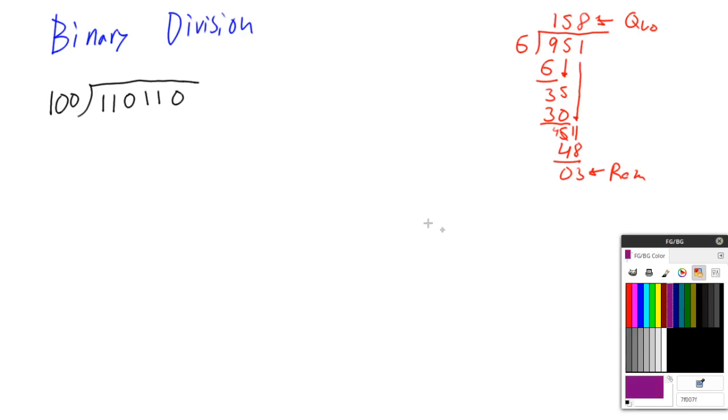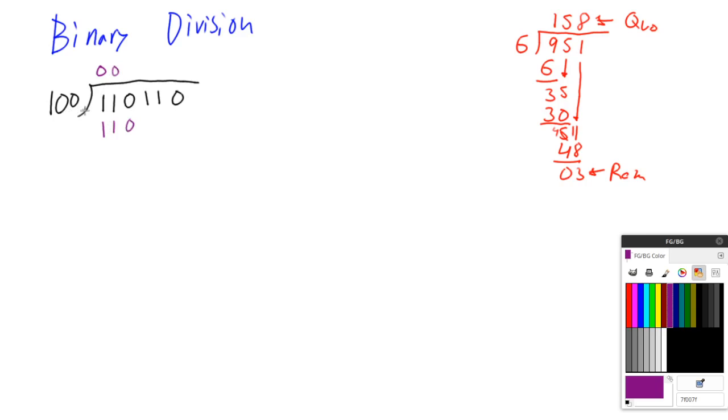Now, let's see what happens in binary. Can we fit the sequence 1, 0, 0 in 1? No, we cannot. So that's a 0. Can we fit it in 1, 1? Well, here, so 1, no. So then we drop down this 1. Can we fit it in 1, 1? Right, no, we cannot. Can we fit it in 1, 1, 0?